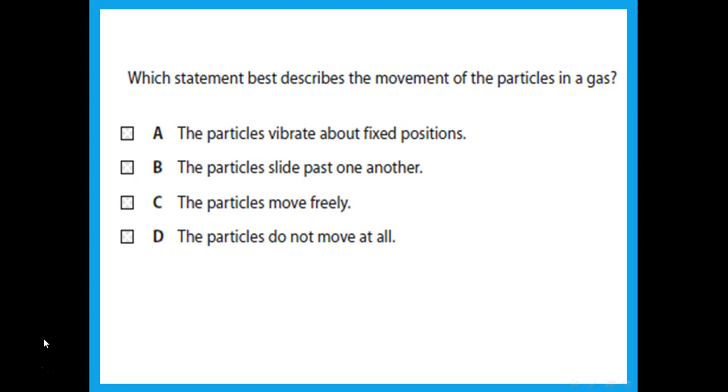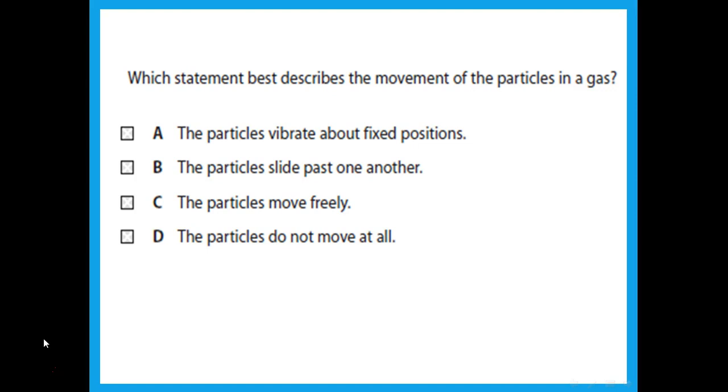Particles slide past one another. This applies to what? This applies to liquids, so this is not the correct one. Particles move freely. Now this should be our answer. Now when you're choosing from these choices, even if you see that C is correct, please go on and check that the others are wrong to make sure that your answer is the correct one.